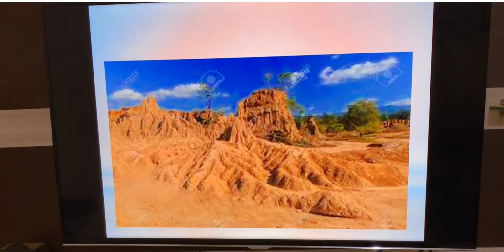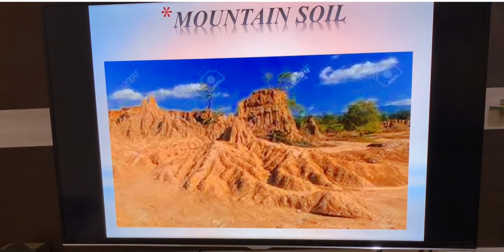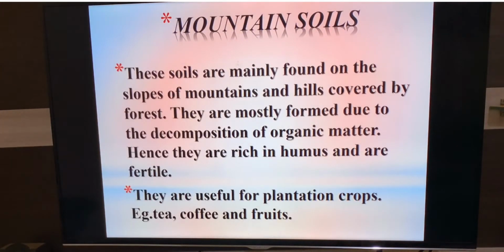Children, see the soil? It is mountain soil. These soils are mainly found on the slopes of mountains and hills covered by forest. They are formed due to decomposition of organic matter, and they are very rich in humus and are fertile.